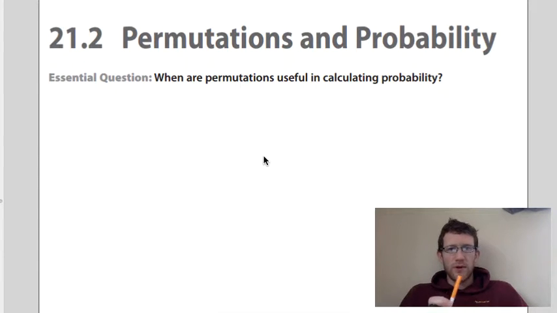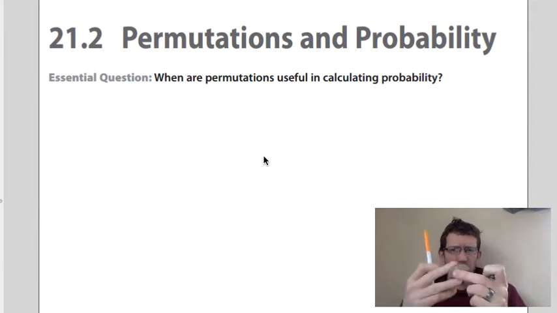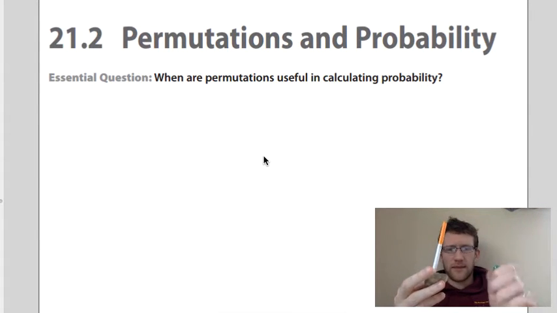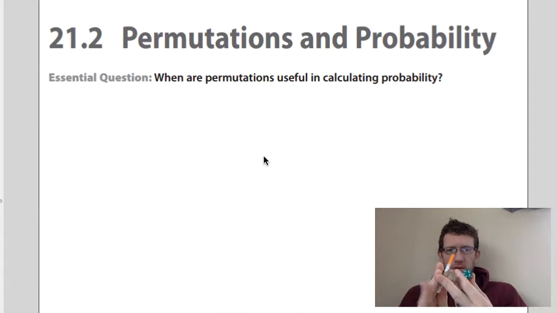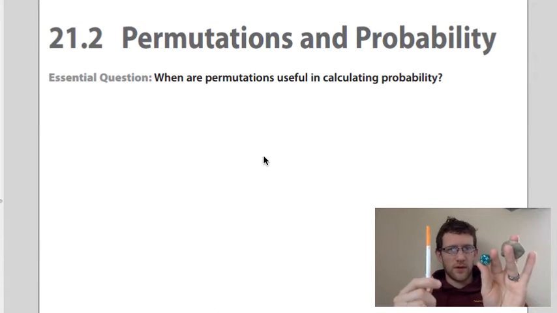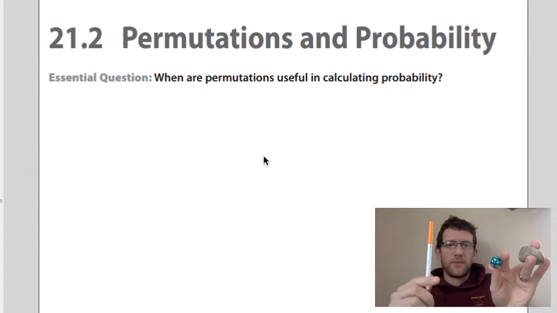Everyone, we're doing 21.2 permutations and probability, and I just want to take a second to talk about a number of ways to order things. So here I have a marker, a rock, and a die. There's this way to order them, but I could also order them like this, where it goes marker and then die and then rock.